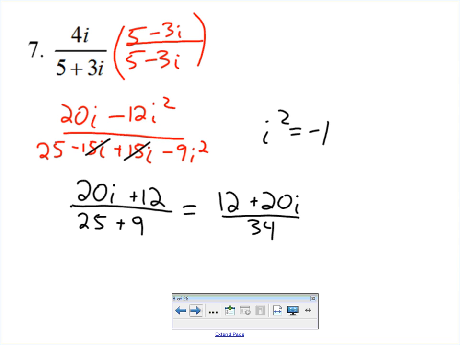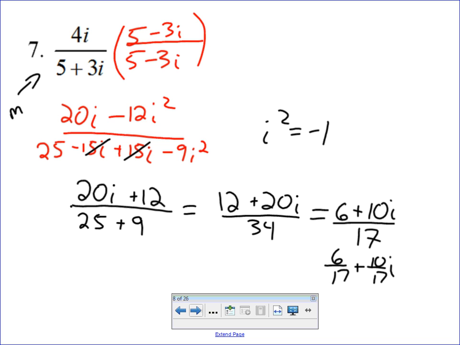Now, this is almost done, but this fraction can be reduced. We can divide the top and bottom by 2, and we'll get 6 plus 10i over 17. And that's how I would expect the answer to look on the SOL. If you wrote it as separate fractions like this, which is what you get on your calculator if you type the original problem in and then do math, enter, enter, that would be fine as well. We just need to realize that this and this are the same.